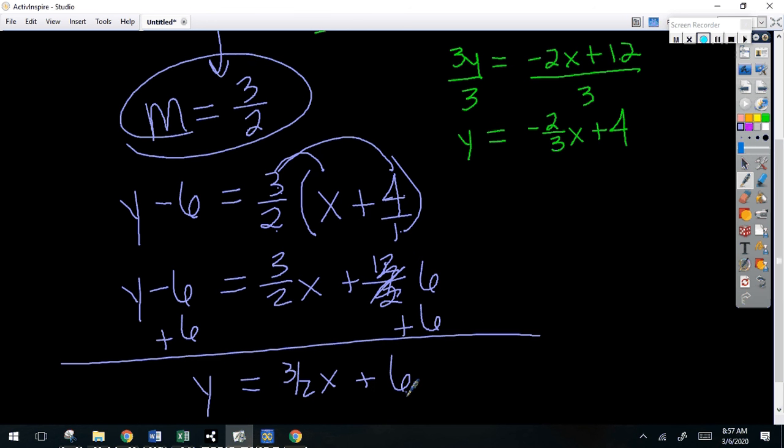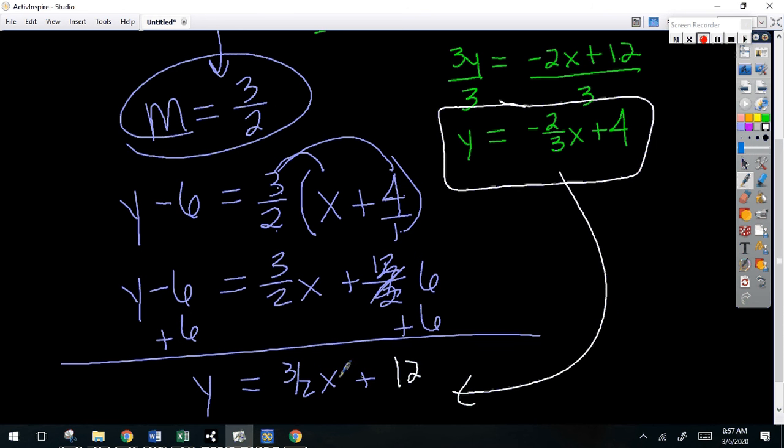Now look at my original line. Oh, 12, I'm sorry. Look at this line and this line. Are their slopes opposite reciprocals? Do they switch and flip? Yes. So I know that they are perpendicular. Does that make sense to everybody?